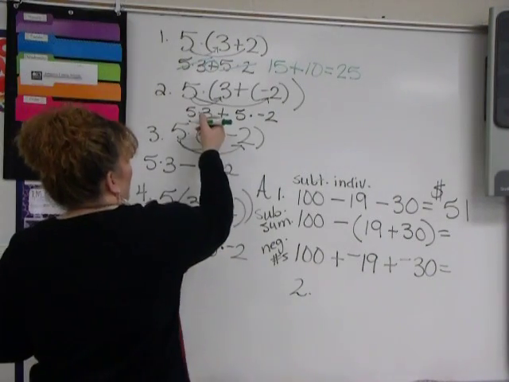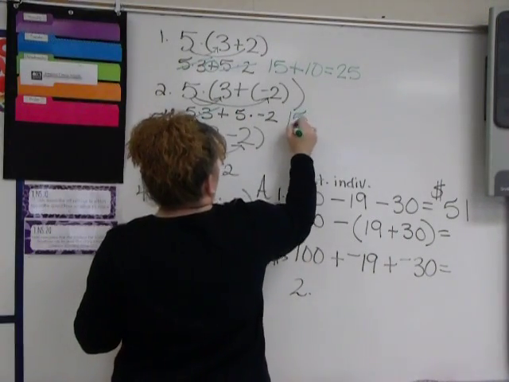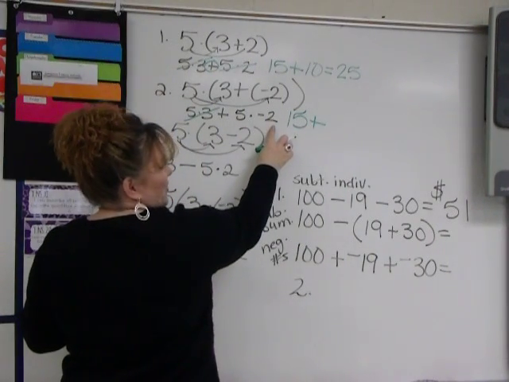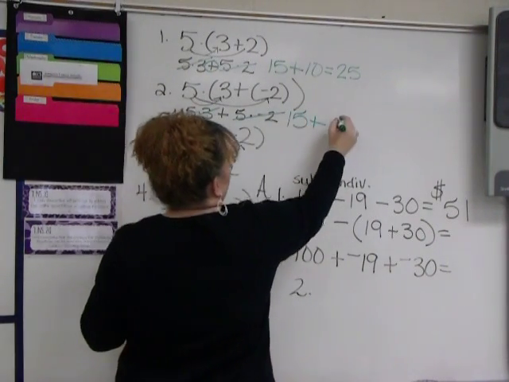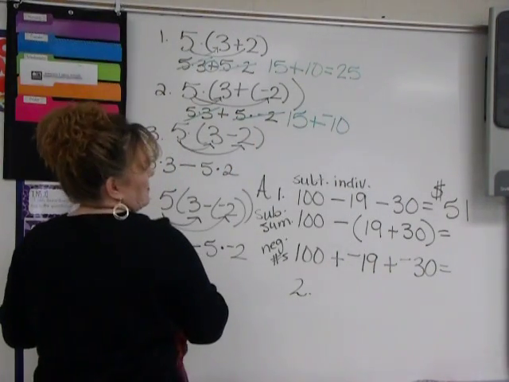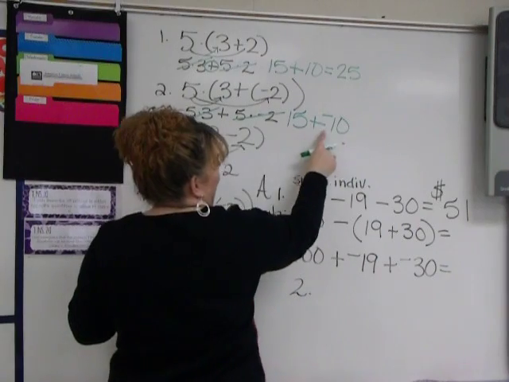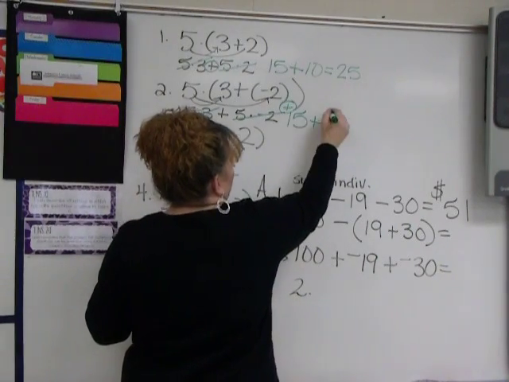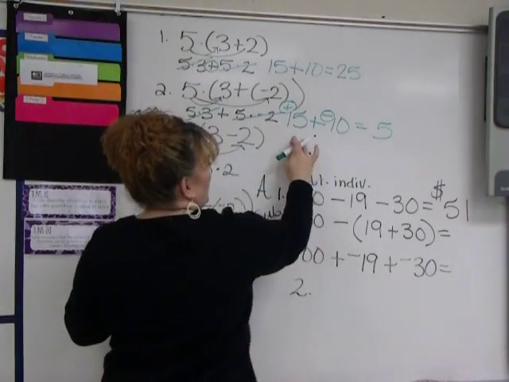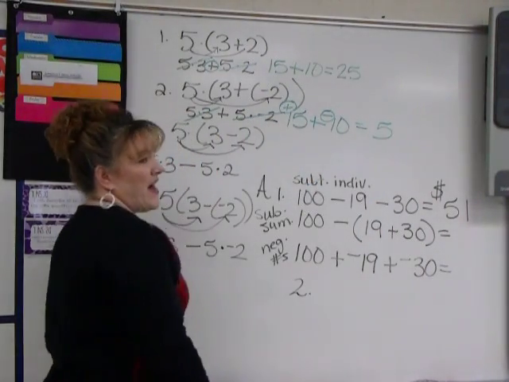Number 2, 5 times 3 is 15, plus 5 times negative 2 is a negative 10. Because you multiply, the signs are different, it's a negative. When you are adding and the signs are different, you subtract. 15 minus 10 is 5. The higher one is positive, so it's a positive 5.